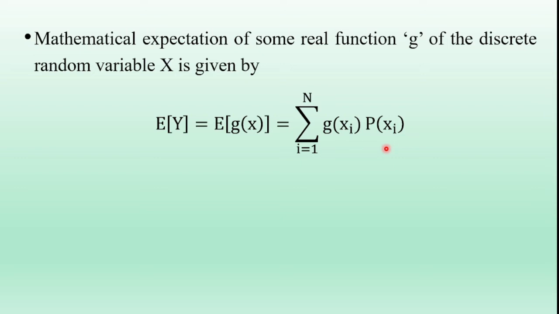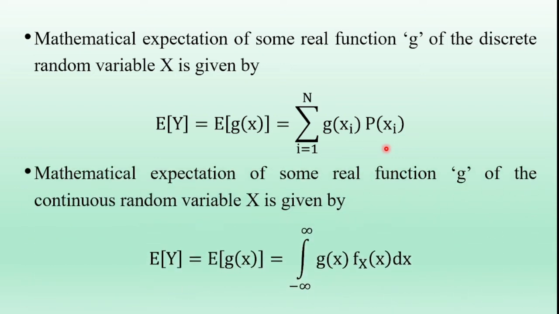Similarly, for the continuous random variable case, g is the real function. The expectation of g of x is given by the integral from minus infinity to infinity of g of x into fx of x dx, where g of x is the real function of the random variable, and fx of x is the probability density function of the random variable. So this is the concept of mathematical expectation, or simply expectation.